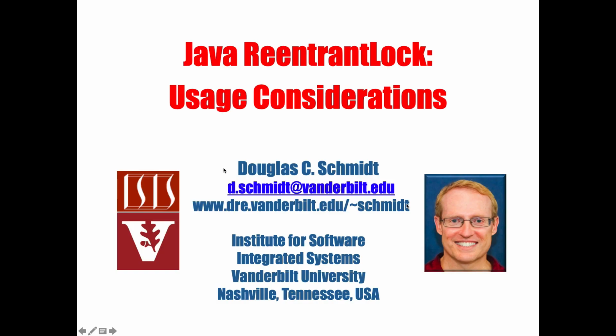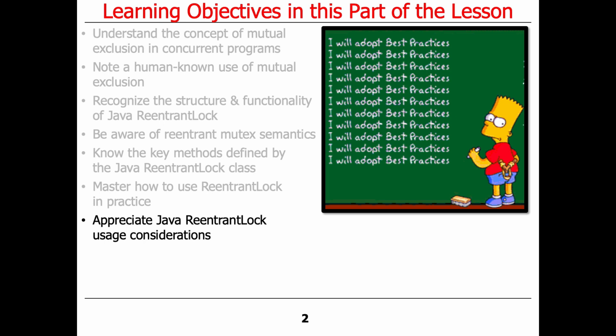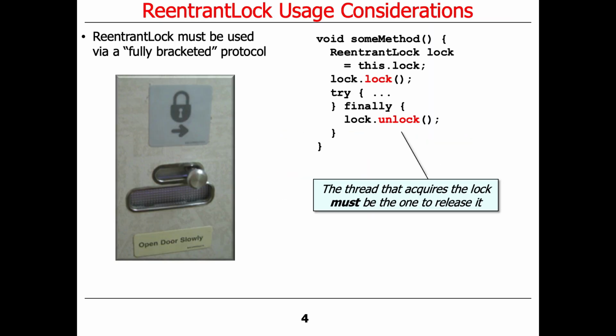So the last thing I want to talk about today are some usage considerations to keep in the back of your mind when you use ReentrantLock. These are kind of a summary of best practices. Some of these are going to look very familiar because there are also similar issues that arise when you use semaphores, which is no accident because they're very similar locking constructs, synchronizer constructs.